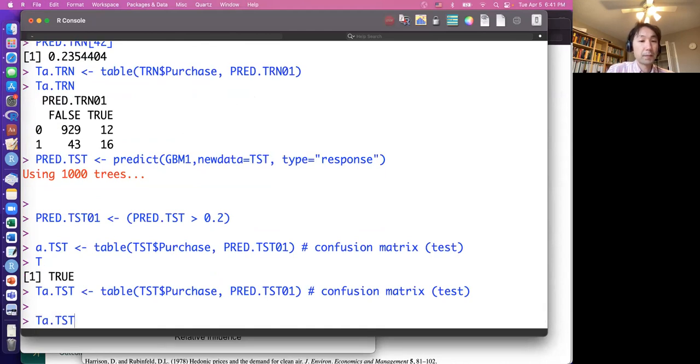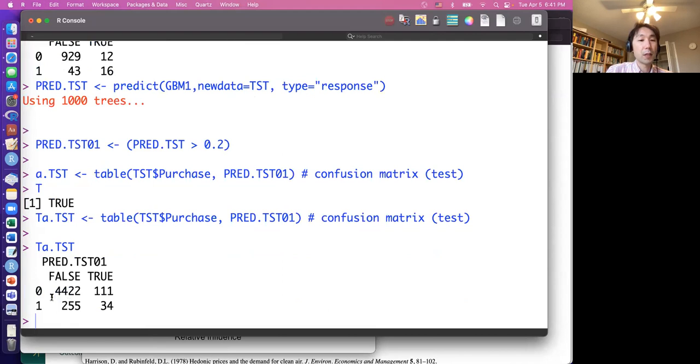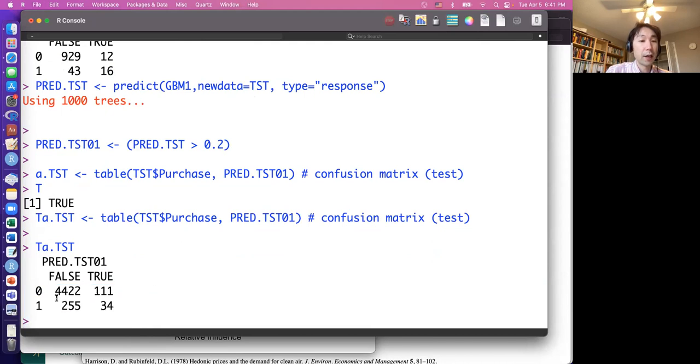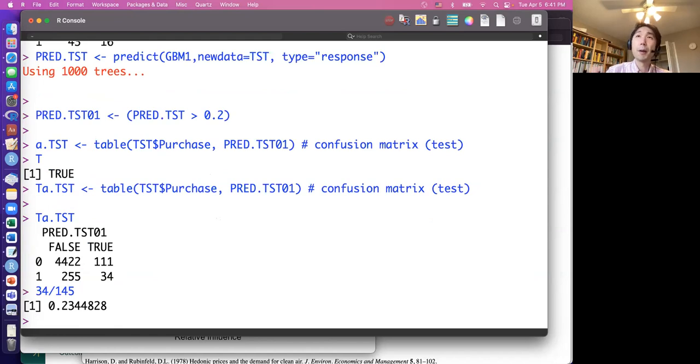So this is the table. You can see that the test set has 4,822 observations. If predicted false, out of 4,677 observations, only 255 bought the product, so only about 6%. But if predicted true, in this smaller group with 145 observations, 34 out of 145 bought the product. So that is 23%, about 20%, right?